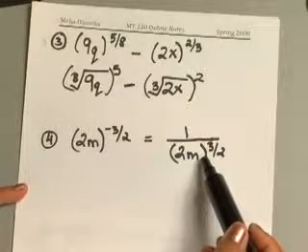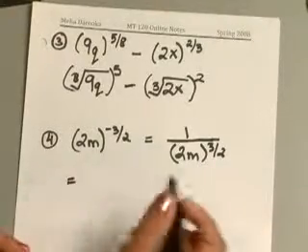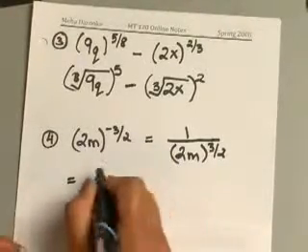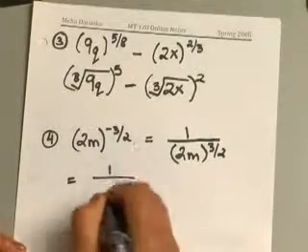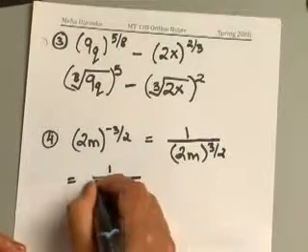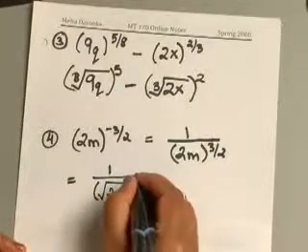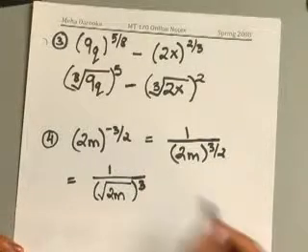Alright, now that you have made it into a positive exponent, let's go ahead and write this as a radical, which will give us 1 over, and since 2 is in the denominator, that tells us this is going to be square root of 2m, and then the whole thing to the 3rd power. Okay?